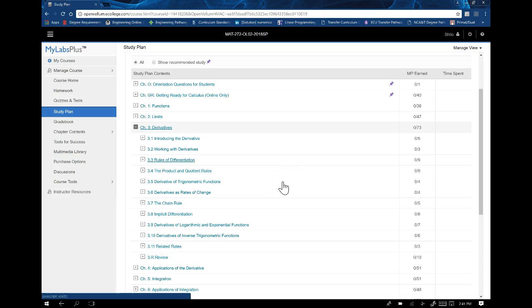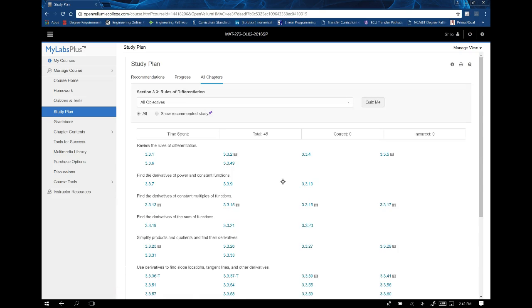So if you just want to practice some problems based on the rules of differentiation, and this is going to be like the power rule and sines and cosines. So it tells you review the rules of differentiation, and there's some problems there you can practice. Find the derivatives of power and constant functions. Find the derivative of constant multiples of functions. So it breaks it down by topic.